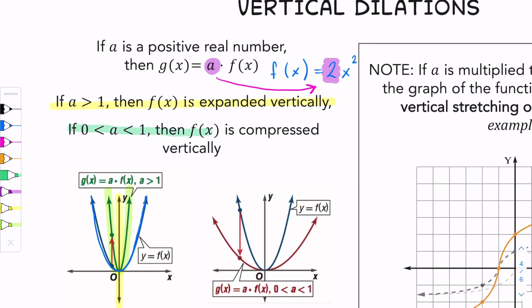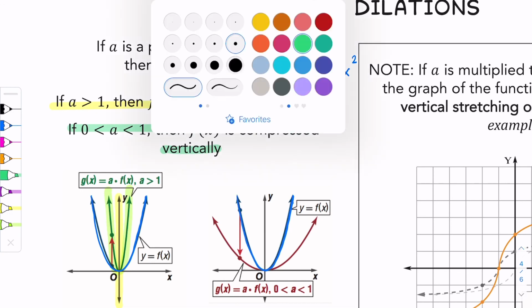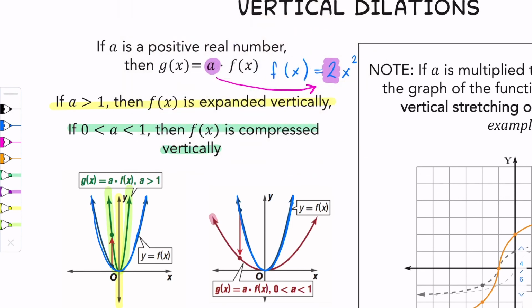If a is between 0 and 1, then it is compressed vertically. That appears as if you took the parent function and you pushed on the y-axis. You compressed the function, so you made it appear as if it was wider with respect to the y-axis because you are compressing it. You're pushing down on it, so it's making it get wider.